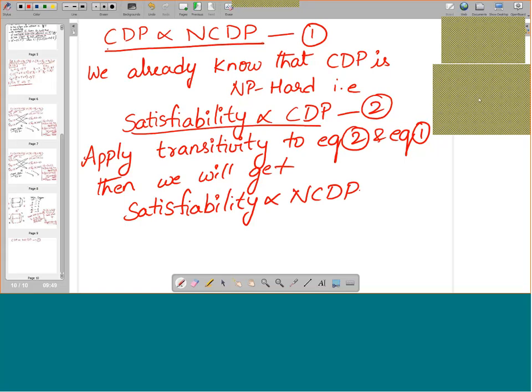Manohar is asking whether we have to take clique size for G or G dash. So the clique size you have to take for G, not G dash.